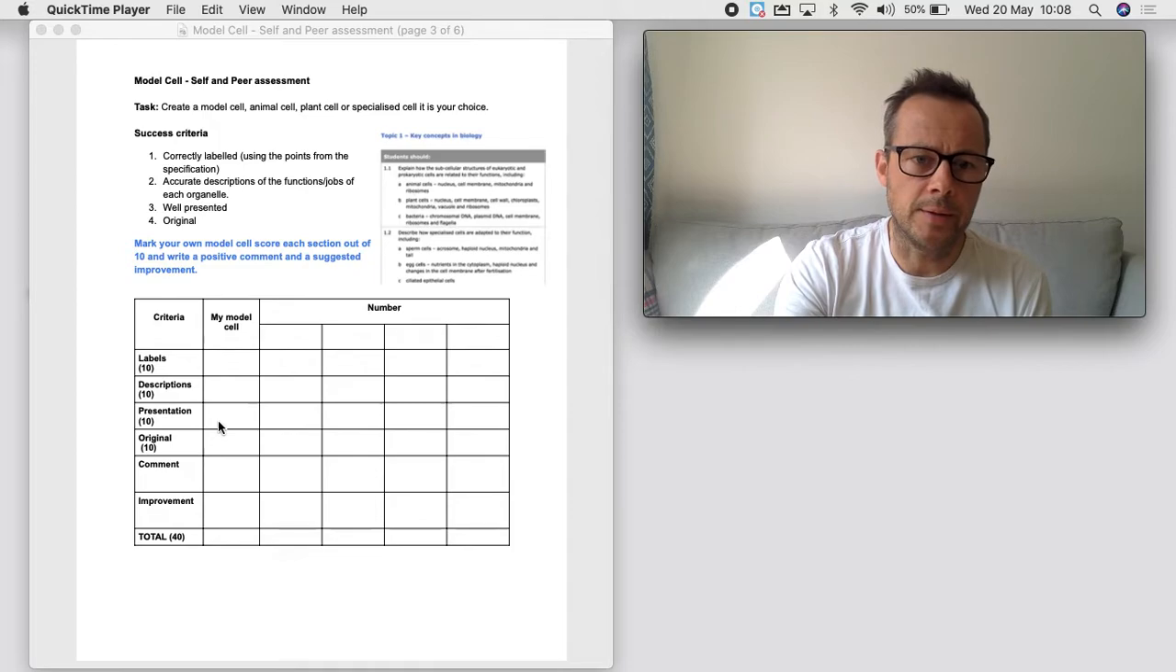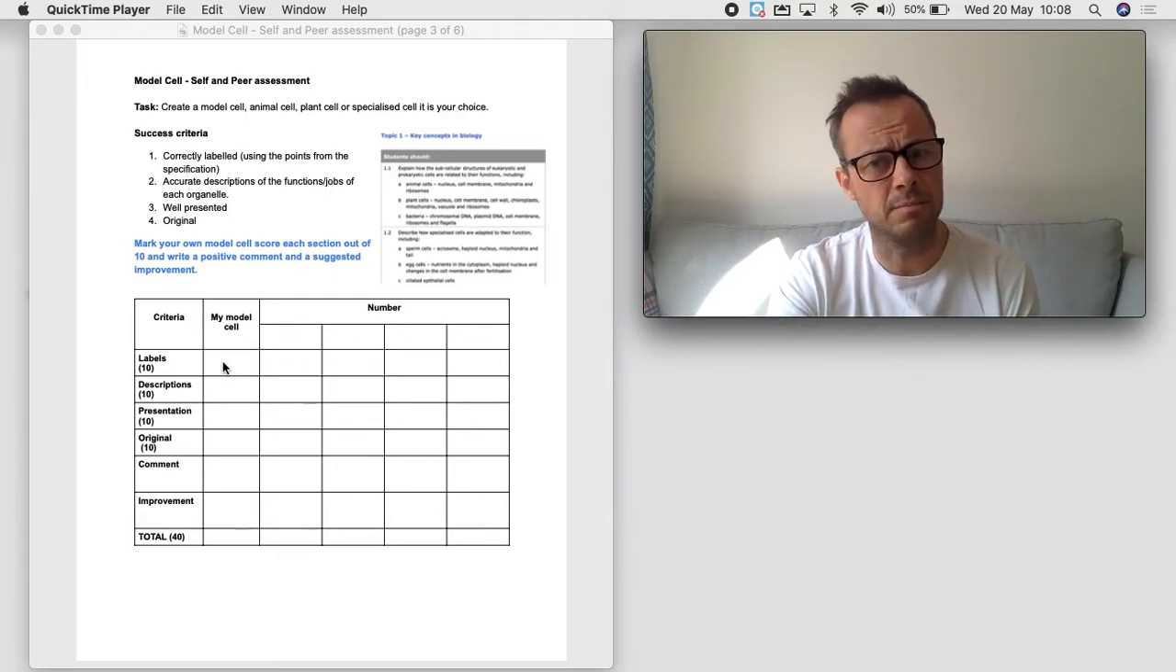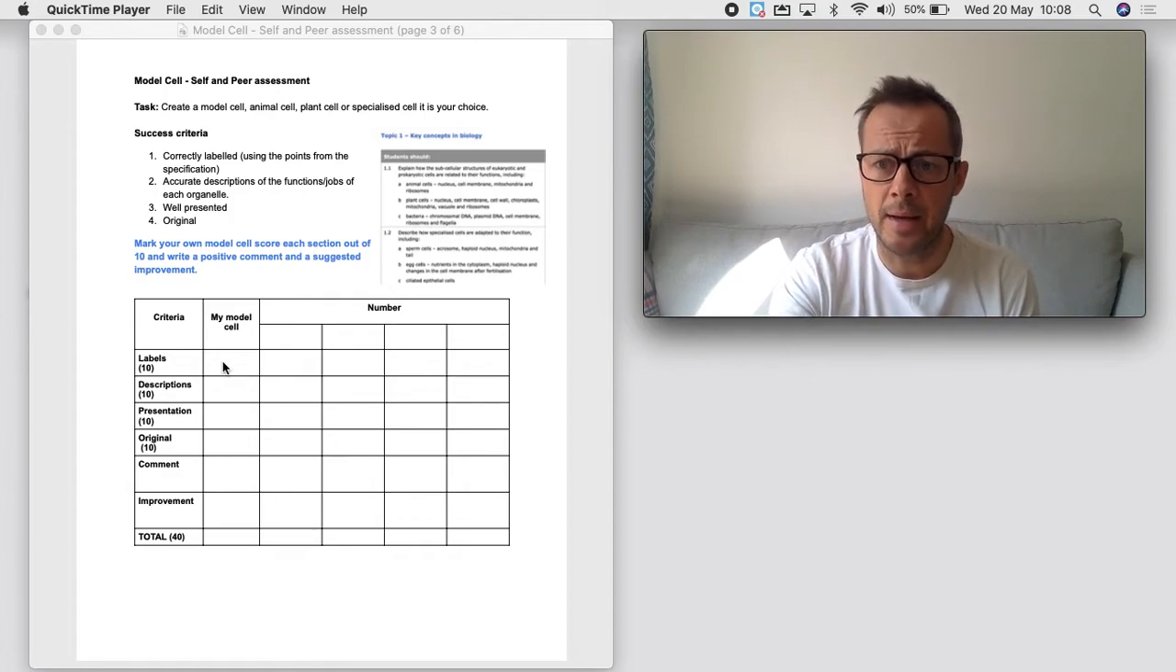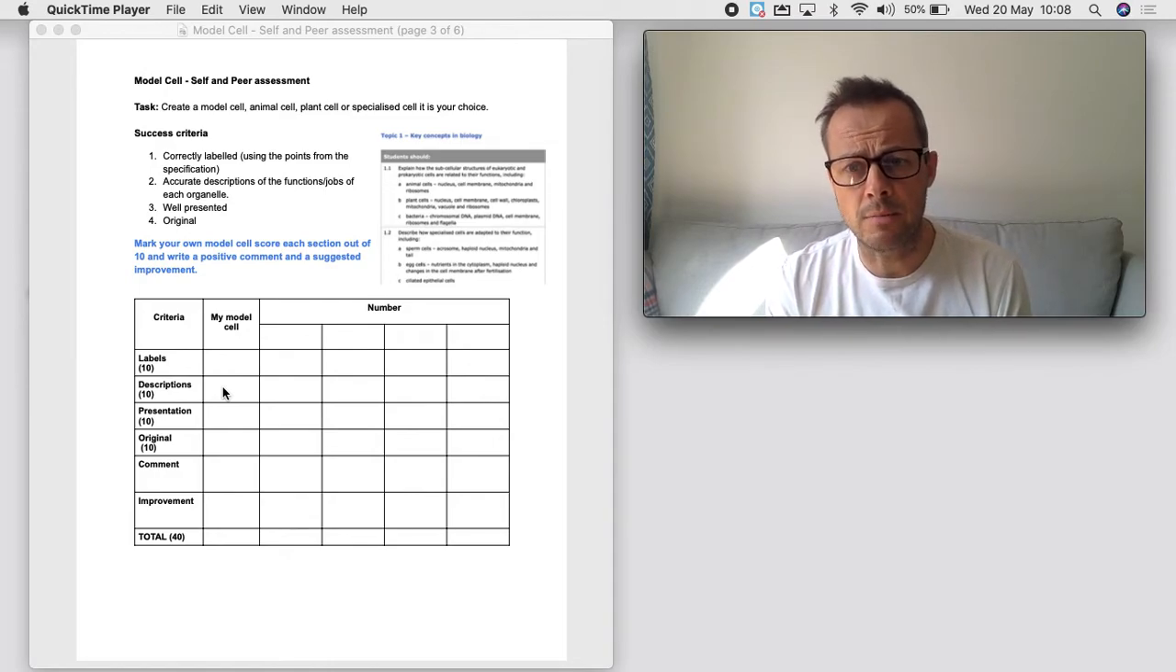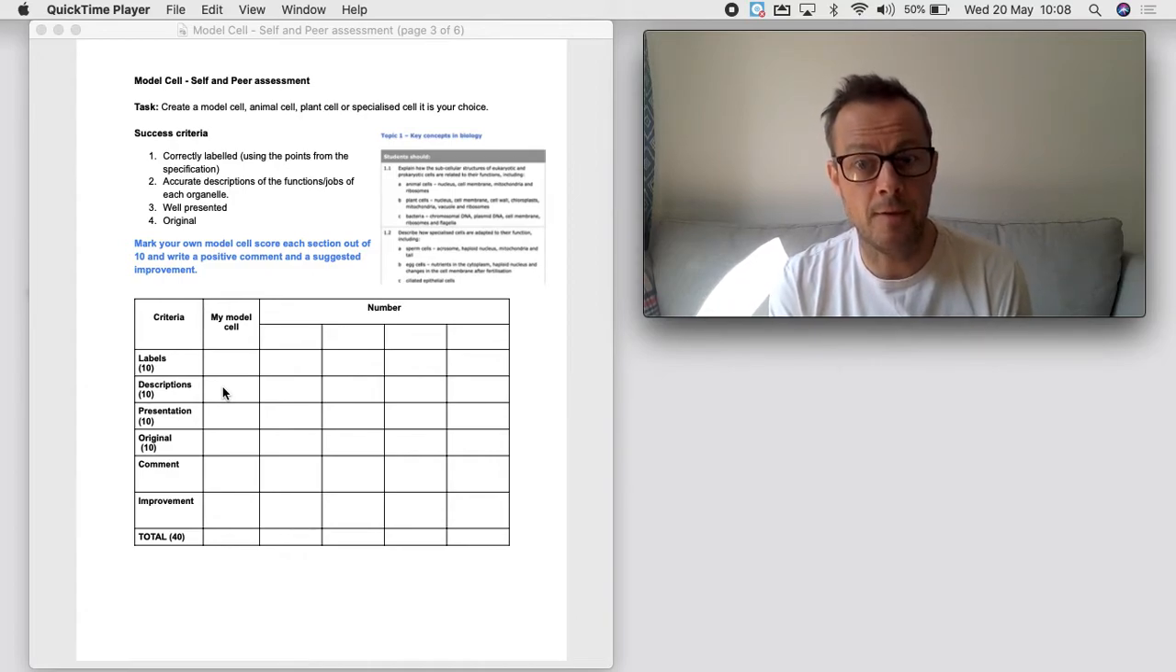And what you are going to do is self-assess your own model here. So if you've included all of the labels, you'll give it 10 out of 10. If you've included most of the labels, 7, 8 or 9, depending on how many, and use your common sense on that. If you've included some descriptions, give yourself 3 or 4 marks. If you've included all of the descriptions and they are accurate, so they actually match with what we've discussed at the beginning of this topic, give yourself 10. If you've included no descriptions, you must give yourself 0 for that mark.